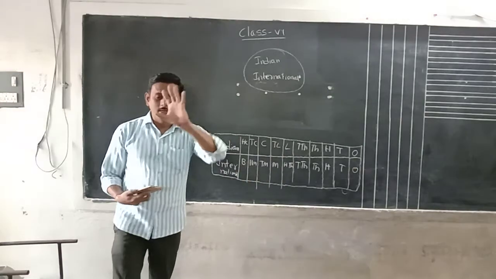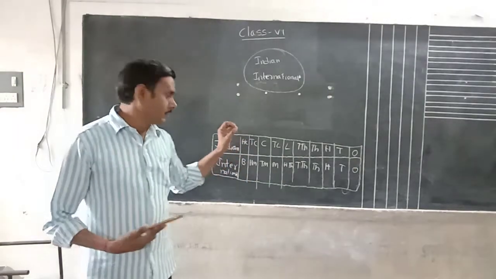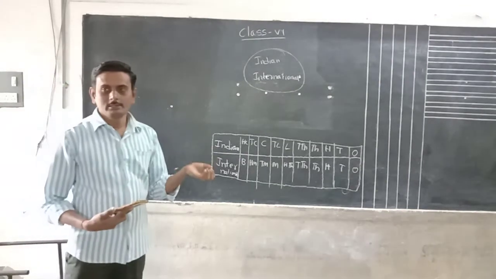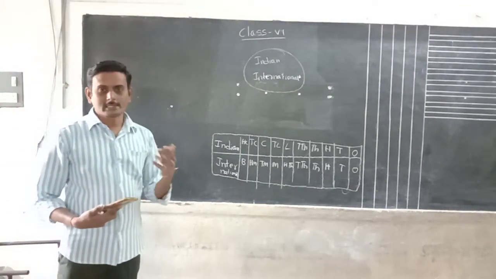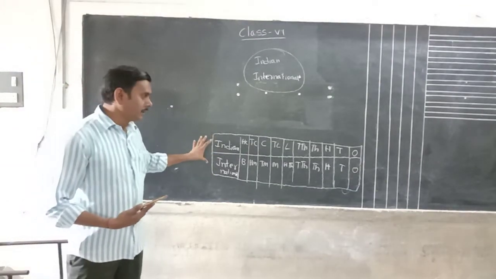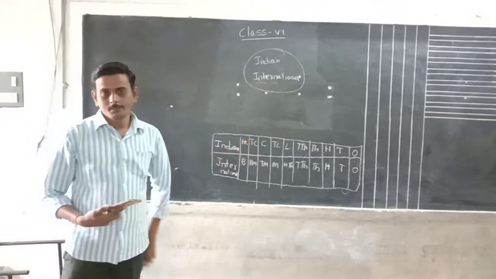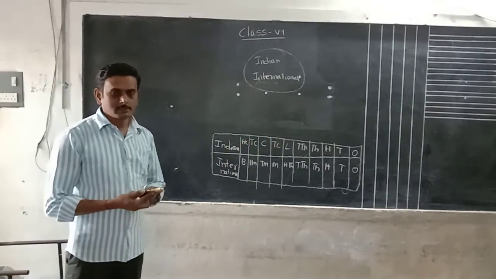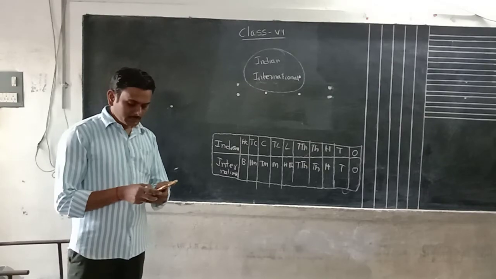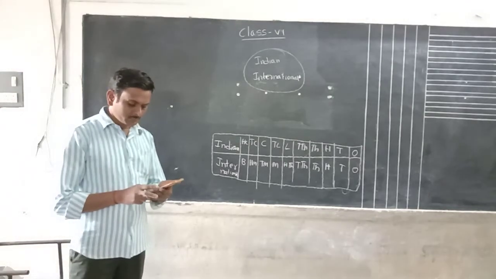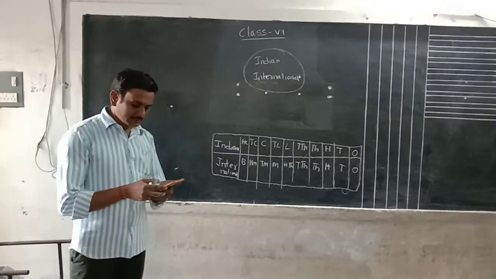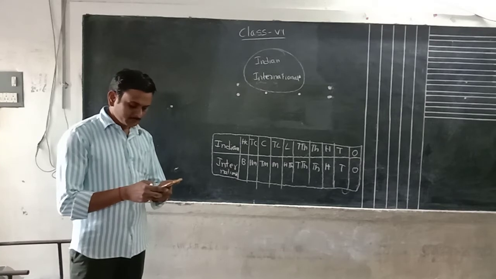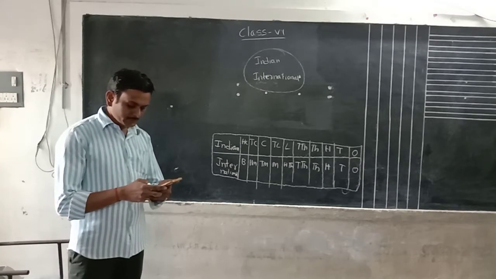That you have to identify. Without using the table we can say it, but that requires more practice. If you remember these two comparison tables, you can complete the sums very easily. Now we will complete the questions related to that. What are the questions given to you? That we will see now.